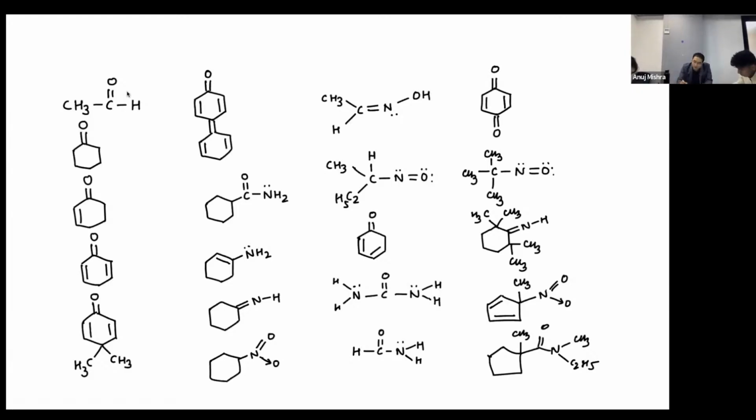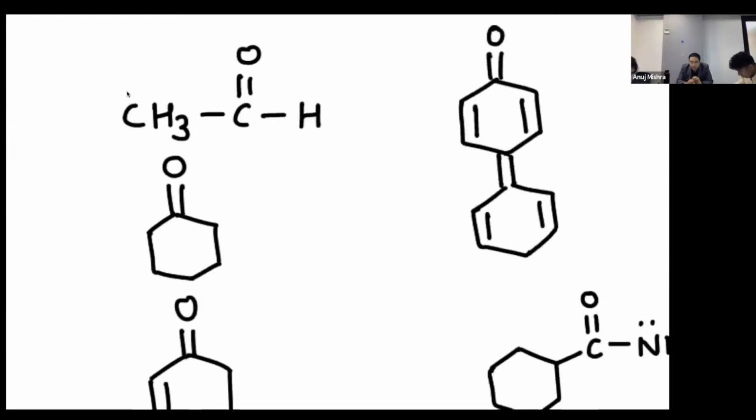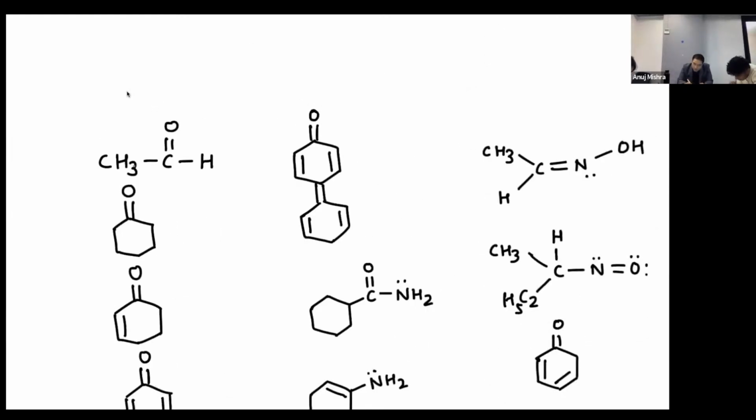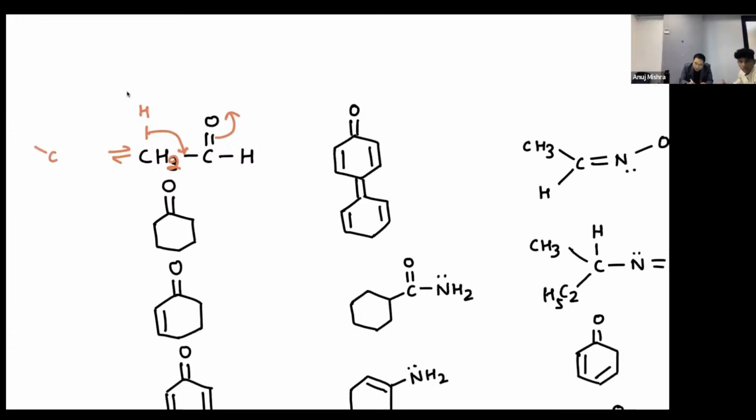Okay, let's see a few cases. Case number 1, for instance: CH3CHO. You will say this is H here. This will move, this will go here. And the structure which you can form is CH2=C(OH)H. How many have you drawn? Raise your hand if it is done. First is done. Sanjana, Niharika, Arav. Any doubts in this?